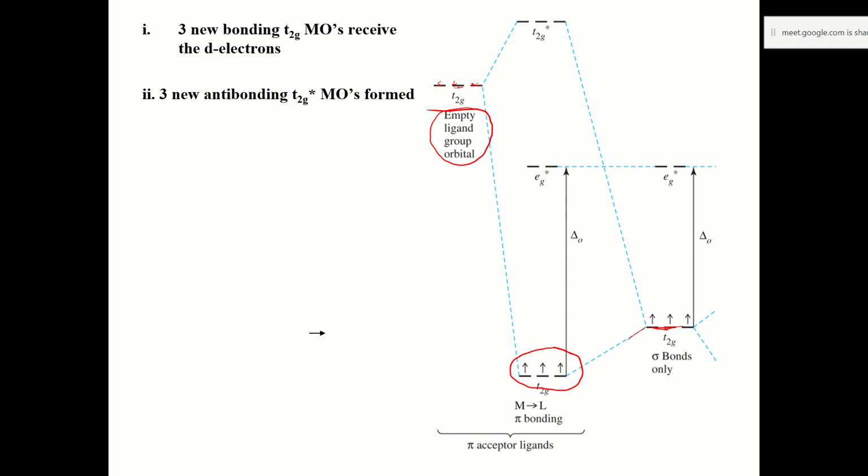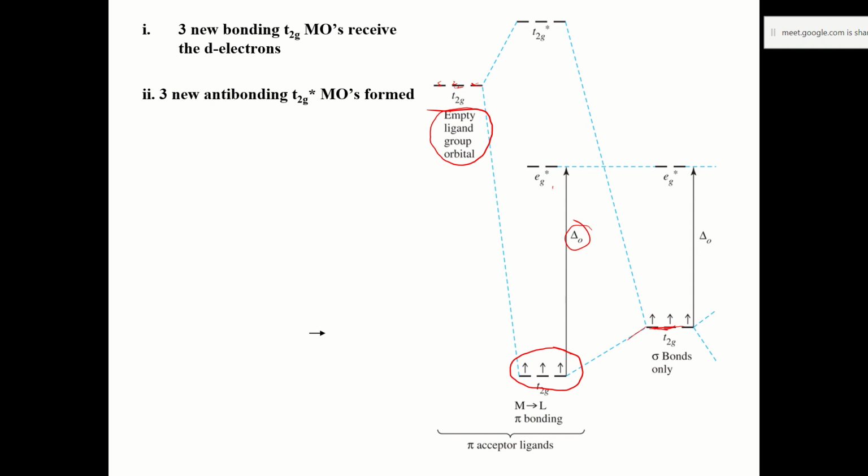And if the metal already has electrons in the T2G, they will go in this, and this one is your delta naught is increased. So now when you increase the gap between T2G and EG, you see it here.